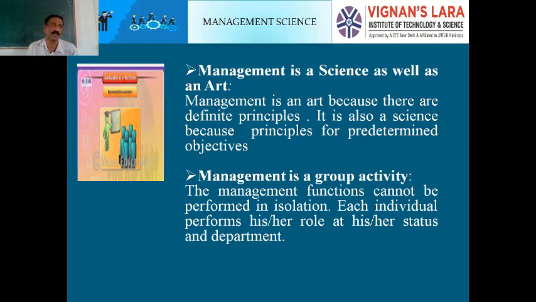Art is individual property. In later days, management was changed from art to science. Why? Because nowadays, management also has universally accepted principles, standards, rules, regulations. Why? Because it is a universal phenomenon. That is, management is an art because there are definite principles. It is also science because principles are for predetermined objectives. This is the meaning of a science as well as an art.